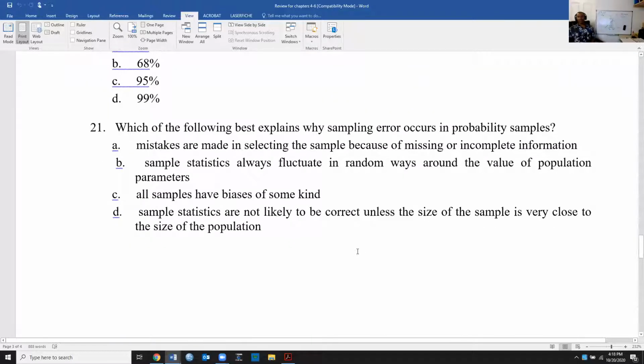Good. Okay, so which of the following best explains why sampling error occurs in probability samples? B. We kind of talked about this a little bit earlier as well. Like I said, sample statistics just typically tend to fluctuate around the population parameter. Some are a little bit higher, some are a little bit lower, some are way higher, some are way lower. The vast majority are going to be somewhat close to the population parameter, but the answer is they just always fluctuate around population parameters in some way.